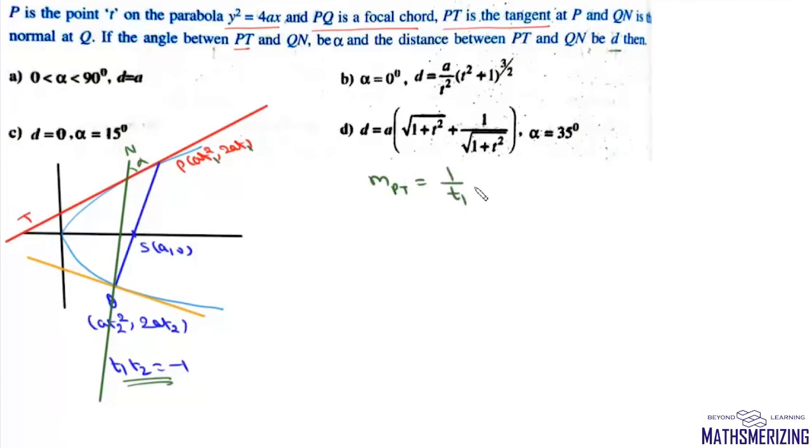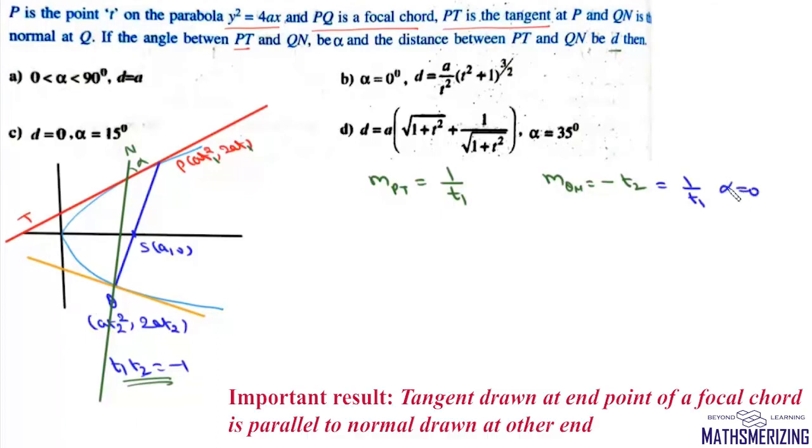and the slope of the tangent is 1 upon t1. Now at Q, what is the slope of the normal? The slope of the normal is simply minus t2. We can write minus t2 as 1 upon t1, so it is also 1 upon t1. So basically these two lines are parallel. That means clearly in this case, the value of alpha should be 0.